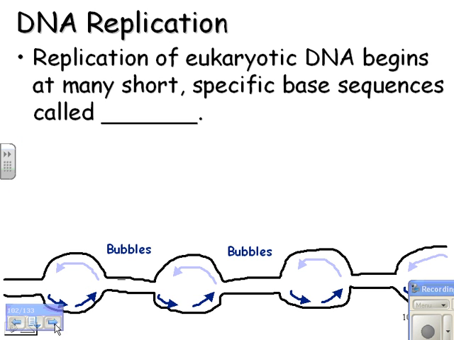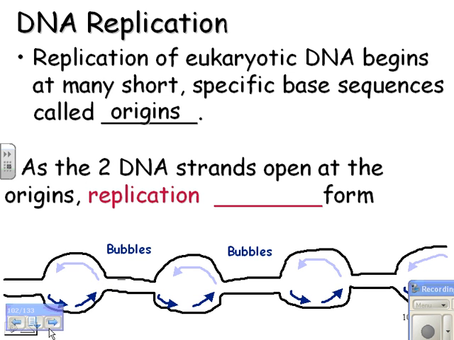So along the way, for eukaryotes, you have these things called replication bubbles. The replication of eukaryotic DNA begins at many short specific base sequences called origins. So, for example, if it started here and it's unzipping, it would be unzipping this way, and it would continue unzipping here and you would keep going here. So this had to be the origin in that case. And then I'll show you why this one looks backwards like that.